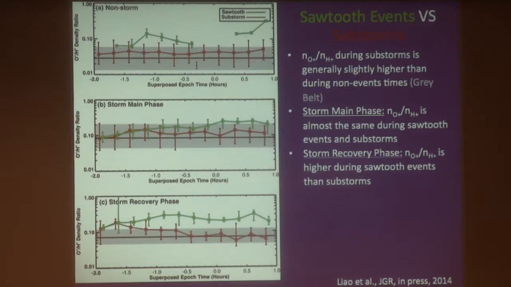But during the storm main phase, which is when most of the sawtooth events happen, it's maybe a little bit higher, but it's really not significantly different either from the average substorms or even from the composition when there's not an event. During recovery phase, actually, there's significantly higher oxygen than during the isolated substorms.